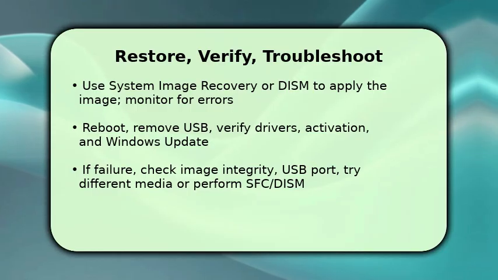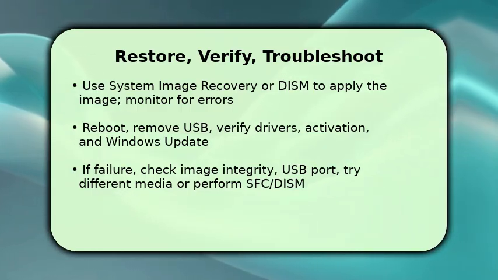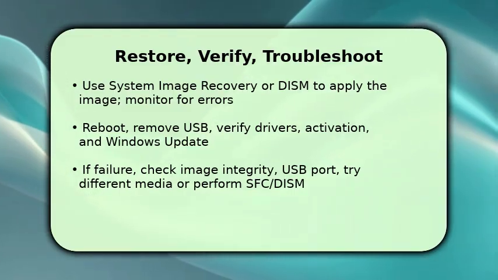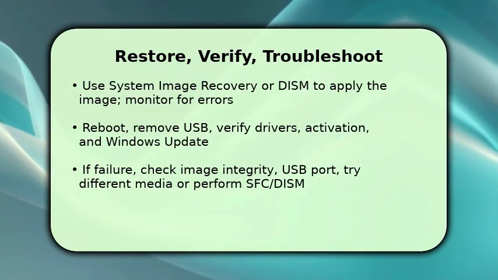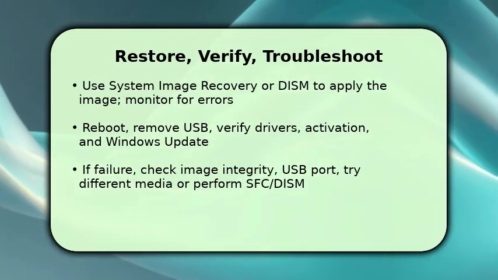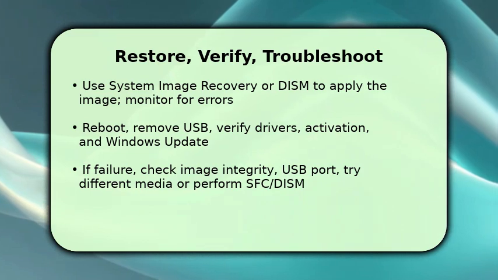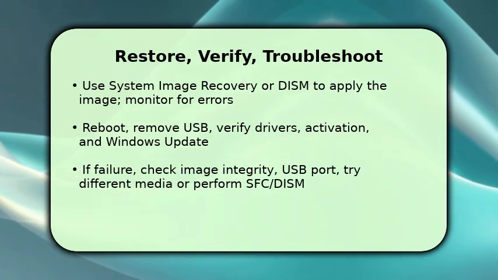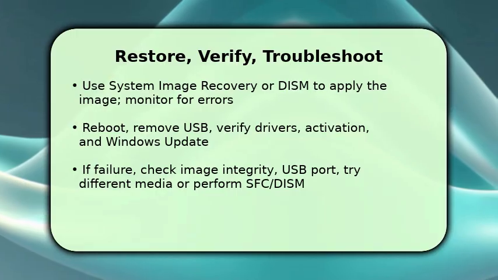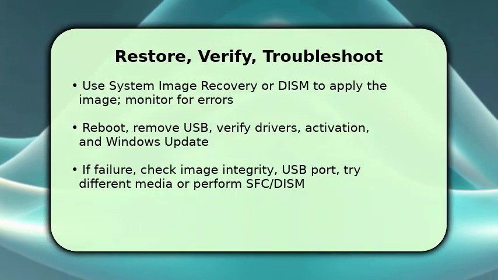After completion, reboot, remove the USB, and verify device drivers, Windows activation, and update status because those confirm a clean restore. If something goes wrong, first check the image hash and recreate the USB on another port or use fresh media. Next, run SFC and DISM from WinRE or Command Prompt to repair corrupted files. This single troubleshooting tip resolves most failures.